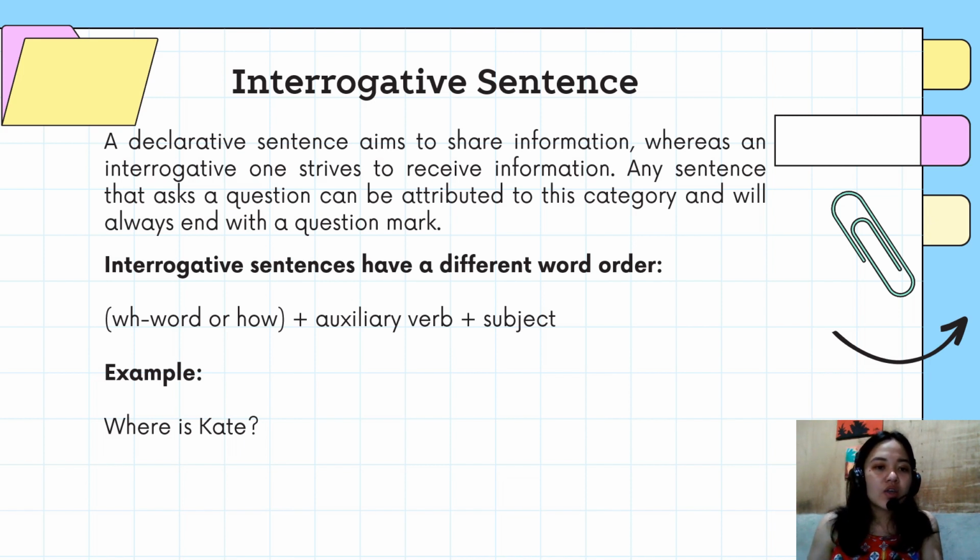The word order goes with the WH word or how, plus the auxiliary verb, and then the subject. We have an example here: Where is Kate? The where there is the WH word. Are you familiar with that word? That's the what, when, where, or who, right? And then is there is our auxiliary verb, and Kate is our subject.